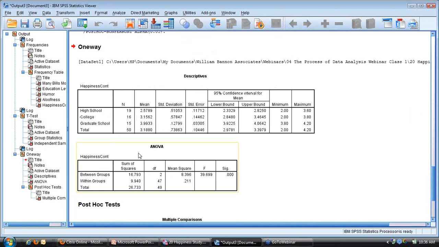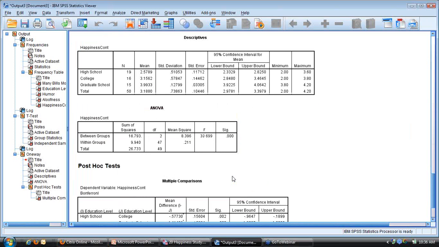We get more output. So one way, that's where it starts, ANOVA. So here's our output. We get our descriptive table that tells you the mean of happiness for each category in the categorical variable. And it tells you if the test was significant, right here, 0.000, which it is. And then the Bonferroni. See, in the t-test, there's 2 means, so if there's a significant difference, it's between the 2 means. For the ANOVA, there's more than 2.